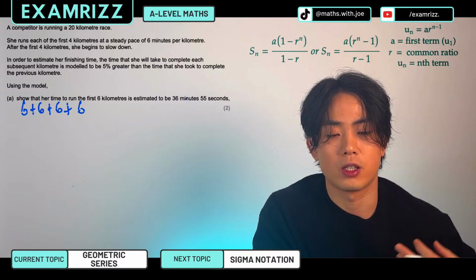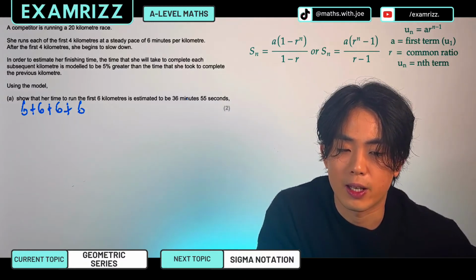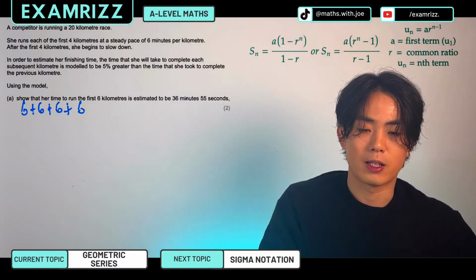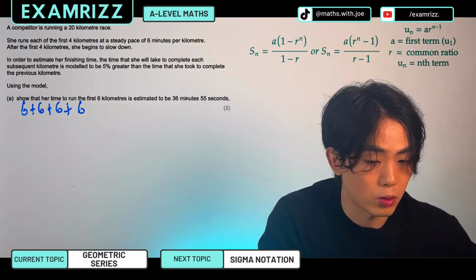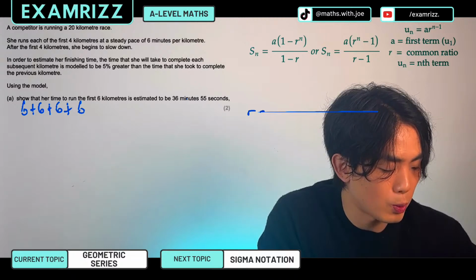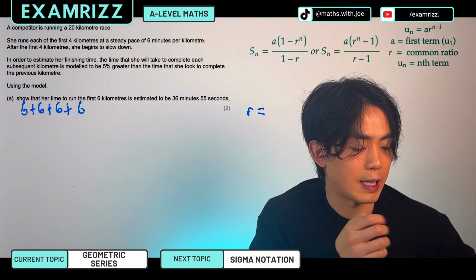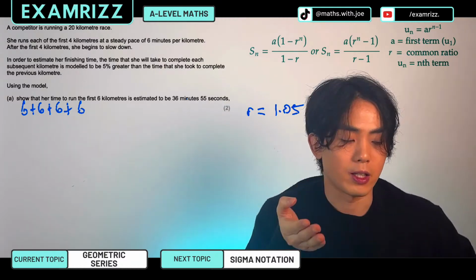Now, after that, she starts to slow down, and it says her time is going to increase by 5% each time. So that tells us that our r value, the common ratio, is going to be equal to, and this is where to be careful, okay? The common ratio is not 5, because it's a percentage. It's actually 1.05, because we are increasing the time.